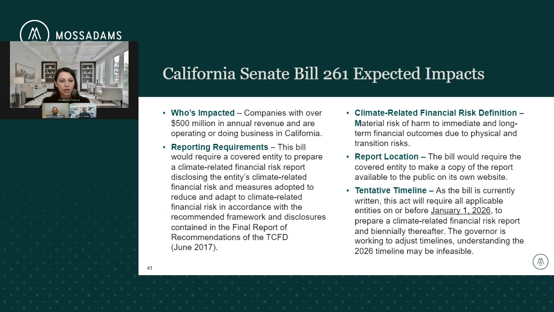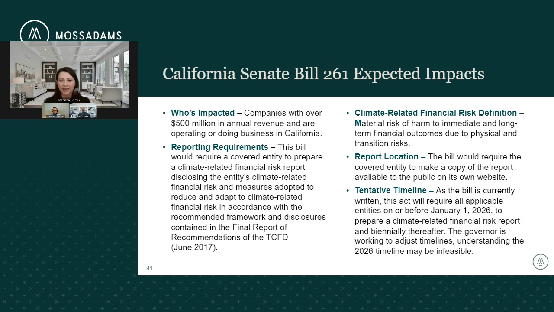All right. Moving on to California Senate Bill 261, which is also known as the Climate-Related Financial Risk Act. This will require companies with greater than $500 million in annual revenue and are doing business in California to prepare biennial reports disclosing climate-related financial risk and describing measures adopted to mitigate and adapt to that risk. The revenue applicability will be determined based on the business entity's revenue from the prior fiscal year. And this bill would require on or before January 1st of 2026 and every 2 years thereafter to prepare a climate-related financial risk report in accordance with the TCFD framework.